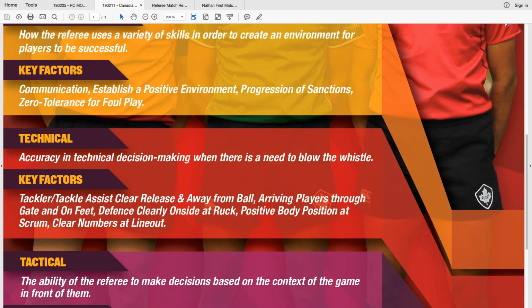So within each of these profile pillars, we have our key factors, and we have 5 in each. We just wanted to find an easy number to reference, but I'll show you how those 5 are significant. We came up with what we thought encompassed game management: communication, establishing a positive environment, progression of sanctions, zero tolerance for foul play, and there's one missing, so I've made a note to make sure we address that, and I'll get to it in a second.